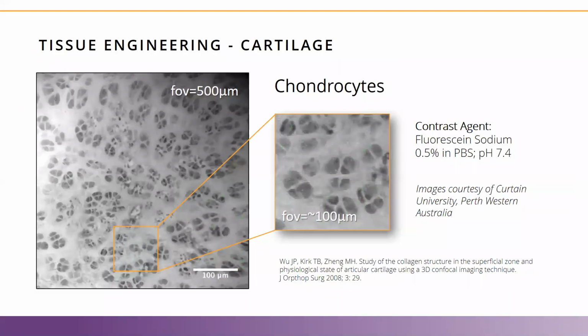This tool has excellent application for tissue engineering. And one example I can cite here is of cartilage. So Dr. Wu and his team, they were working with the cartilage tissue. And what they did was they simply applied the topical fluorescent to the cartilage. And you can see the cartilage architecture here. So in this space, you will have chondrocytes, and the cartilage has absorbed the fluorescent. So you can see the cartilage architecture from the live animals.